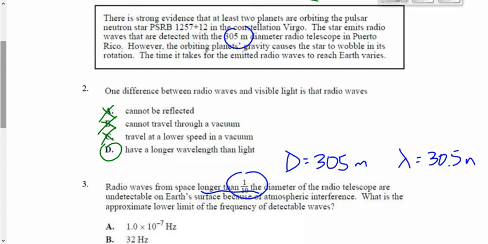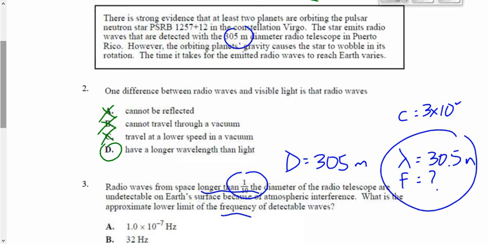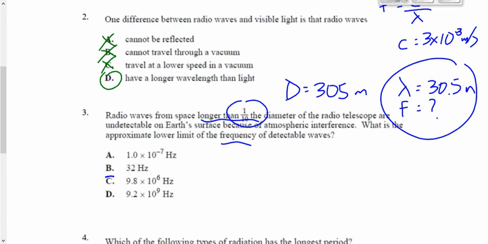We want to look for the frequency of the waves. Lambda, looking for F. Is there anything else that we actually have here? Yeah, the speed of light, V or C, which is 3 times 10 to the 8 meters per second. All we're going to do now is say V is equal to F times lambda, or F is equal to V or C over lambda. 3 times 10 to the 8 divided by 30.5. That's going to give me C.